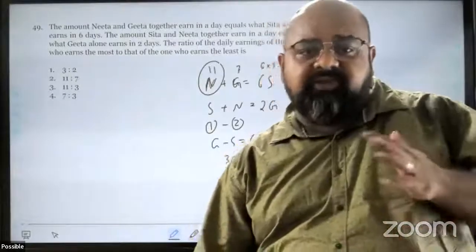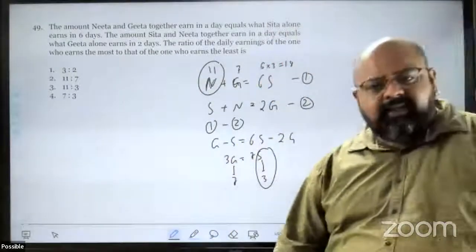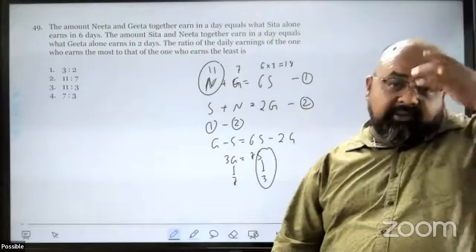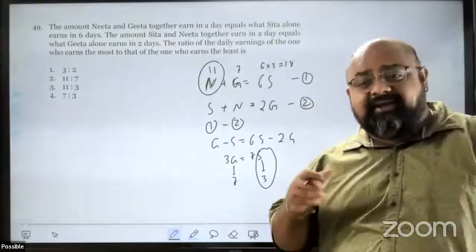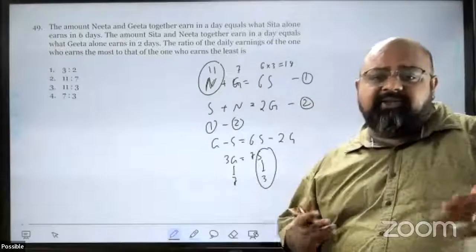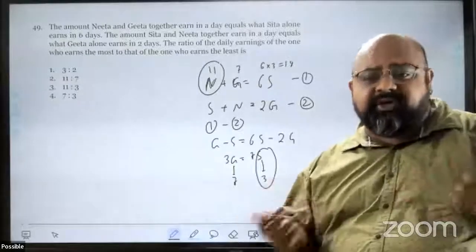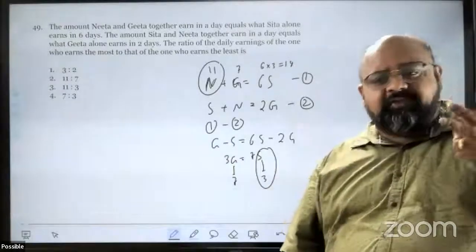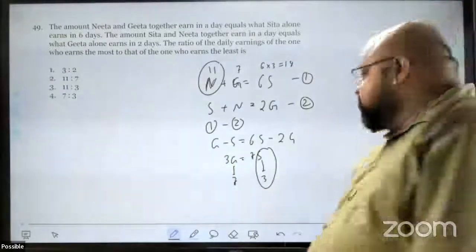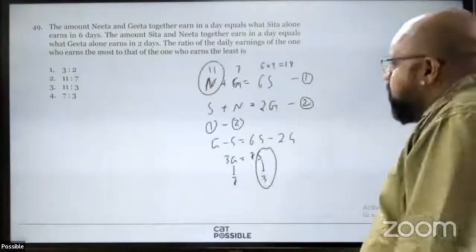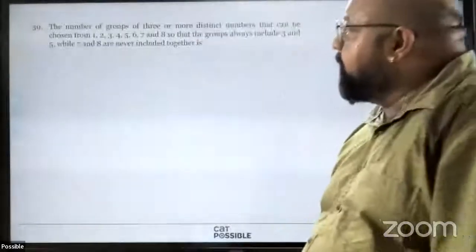Straightforward question. And this is not to say that their exact earnings are 11 and 3, but their earnings will be 11x, 7x, and 3x. So the ratio can be found out because with 3 variables and 2 equations, a unique solution will not be possible.